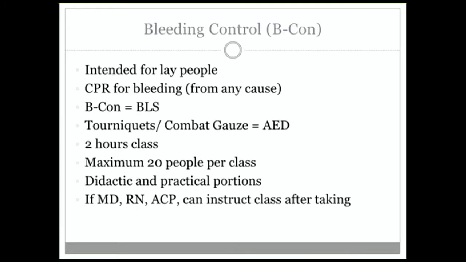So, an overview of the bleeding control course. It's intended for lay people, people without any previous medical education, and it's analogous to CPR for bleeding. It's essentially BLS, and anybody who knows how to do CPR, who knows 30 and 2, how to use an AED, this is analogous to that education. In BLS, they use AEDs. That's their equipment of choice. In bleeding control, we use tourniquets and combat gauze.